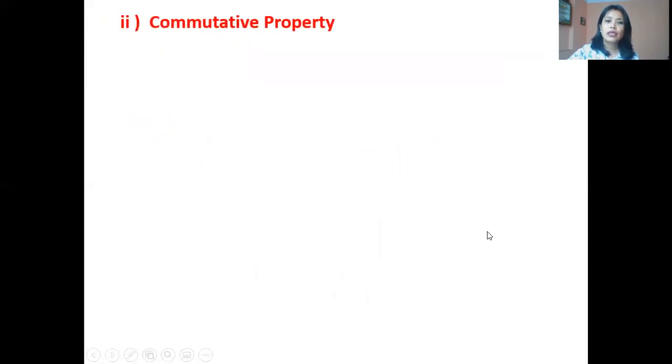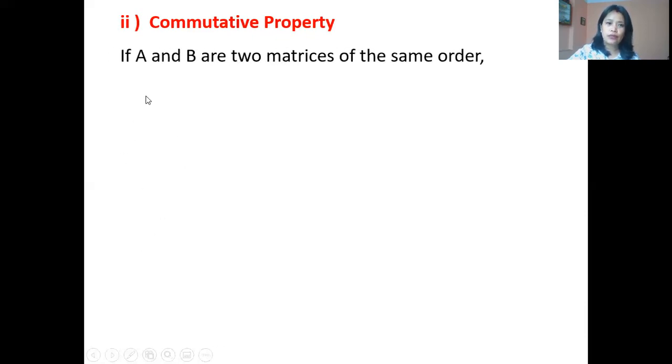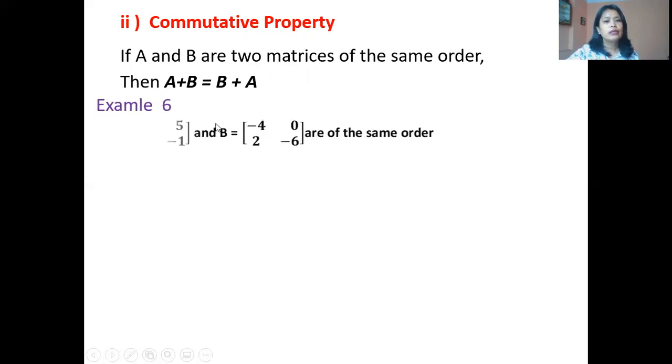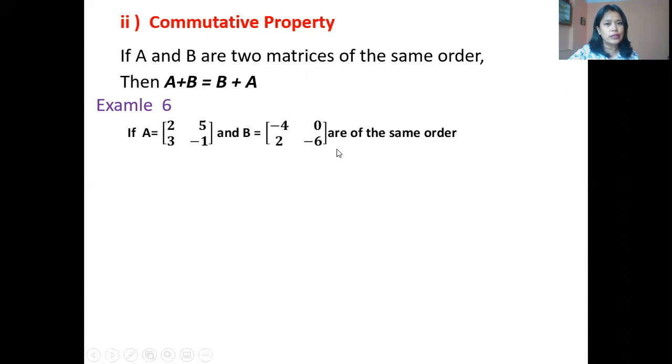Another property, commutative property. It says if A and B are two matrices of the same order, then A plus B equals B plus A. Let's make it clear by an example. Here, A and B are two matrices of the same order, 2 by 2 matrices. Let's verify it.